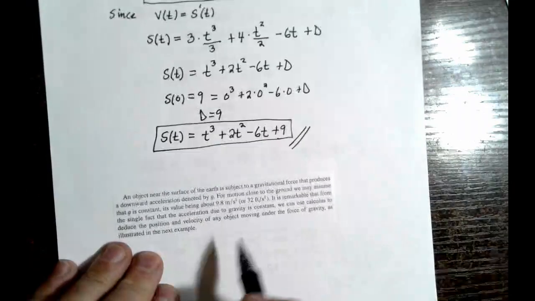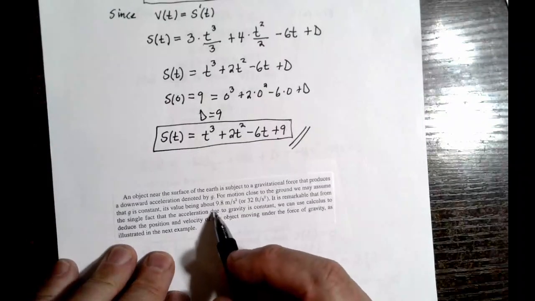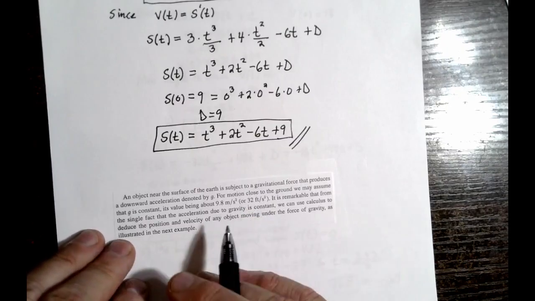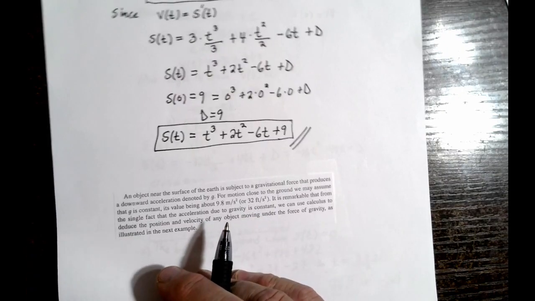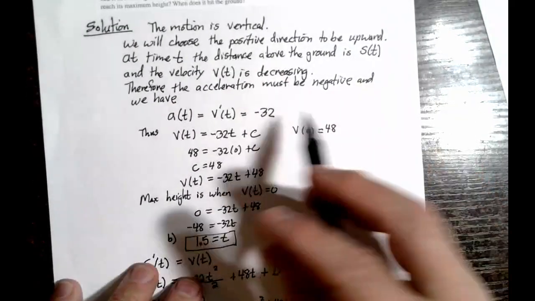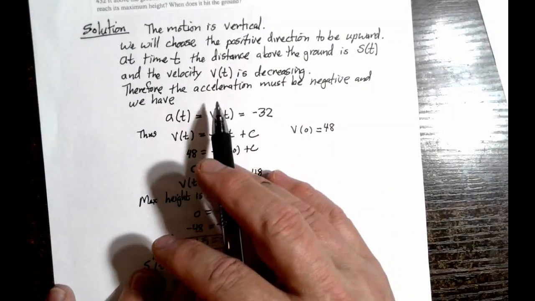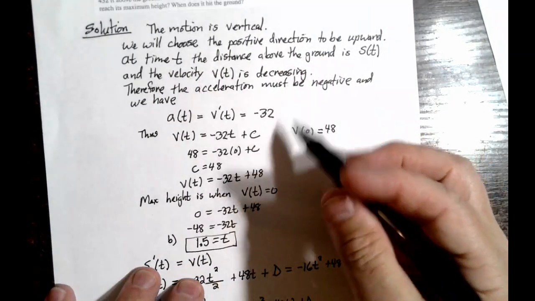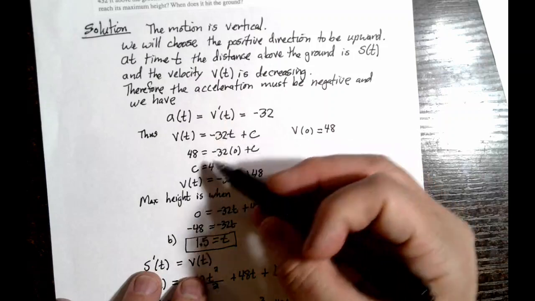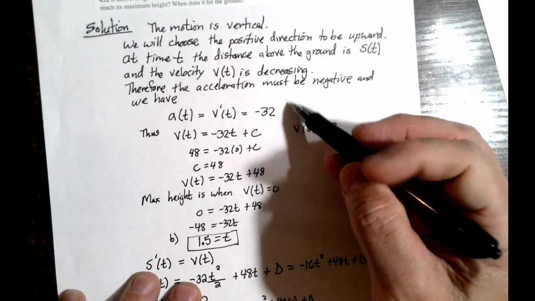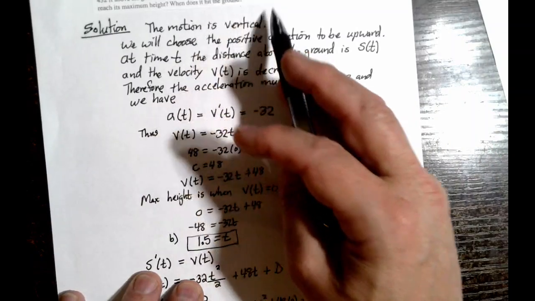Now note, acceleration due to gravity is either 9.8 if you're talking in metric, or 32 if you're talking in feet. That's the acceleration of gravity, and we're going to use that in this problem here. They talk about throwing a ball upward at a speed of 48 feet per second from the edge of a cliff, 432 feet above the valley floor. Find the height of the ball above the ground t seconds later.